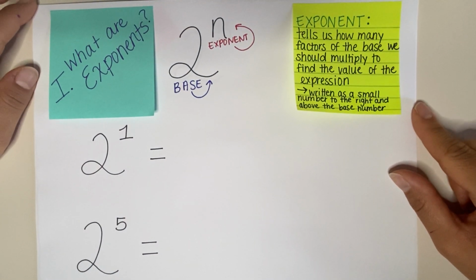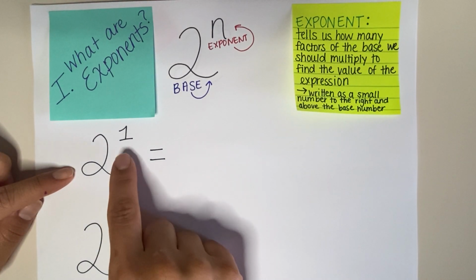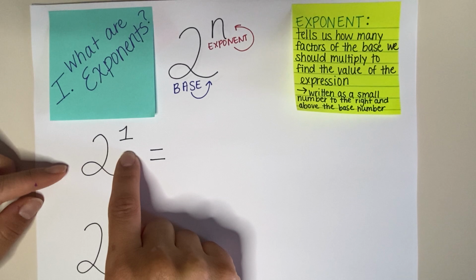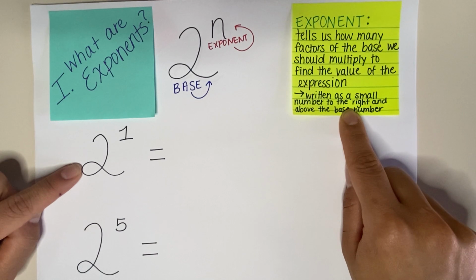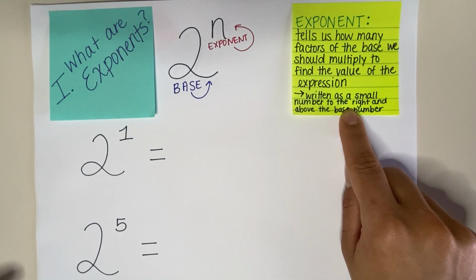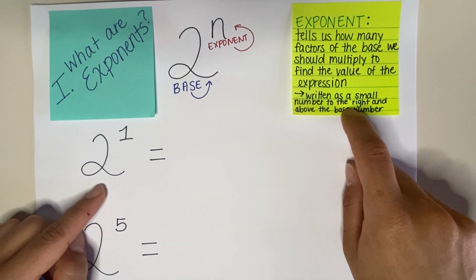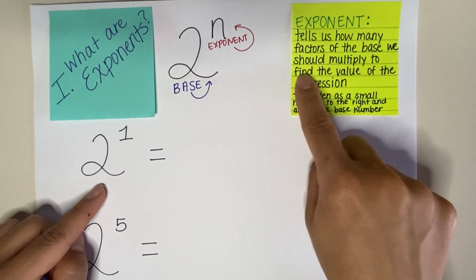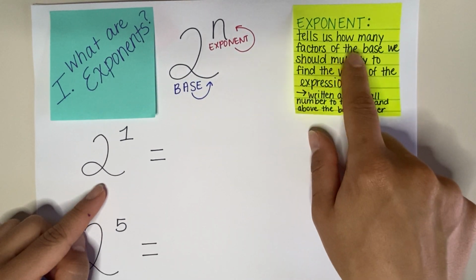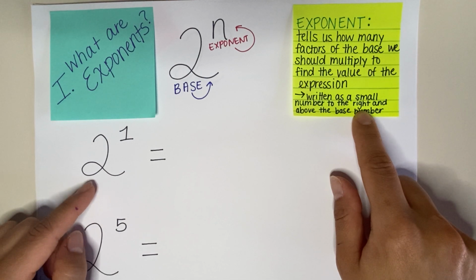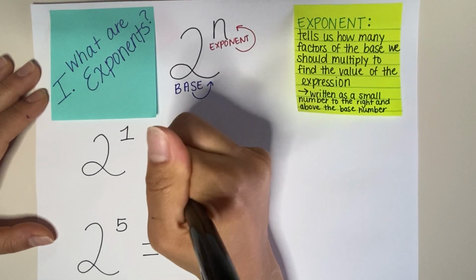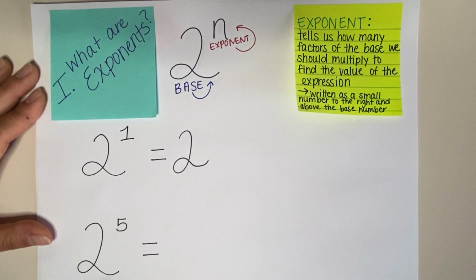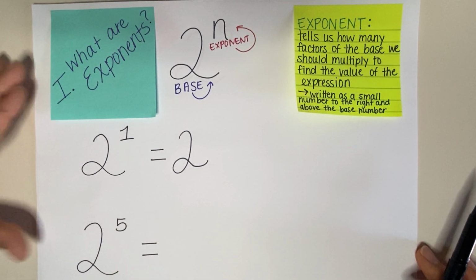Okay, so we have some examples here. We have 2 as our base and then 1 as our exponent. So again, an exponent tells us how many factors of the base we should multiply to find the value of the expression. Well, if the exponent is 1, it tells us how many factors of the base we should multiply. That means it's just simply 1 of our bases.